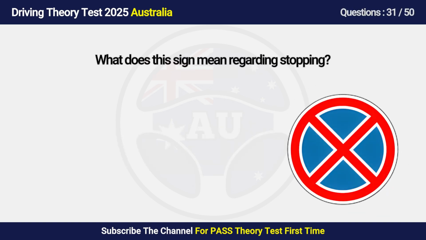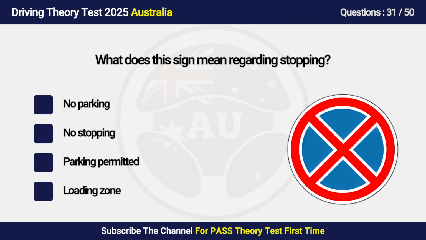Question 31. What does this sign mean regarding stopping? A. No parking. B. No stopping. C. Parking permitted. D. Loading zone.